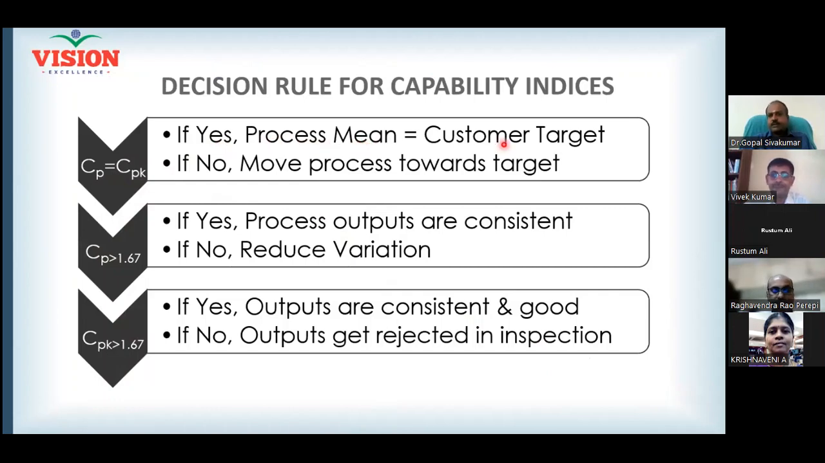Process average is equal to customer target. If CP is not equal to CPK, what do you understand? Process is shifted. Now the remedy is move the process towards target. Move the process mean towards target.